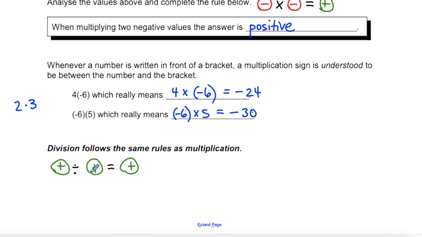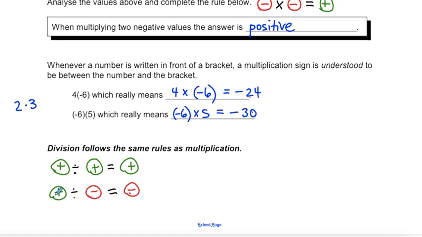That's what we've been doing probably since elementary school. We've dealt with just positive integers. But if we have a positive value and a negative value, and I divide those, a positive number divided by a negative number will give me a negative answer.